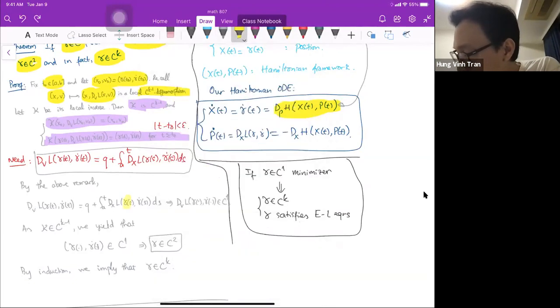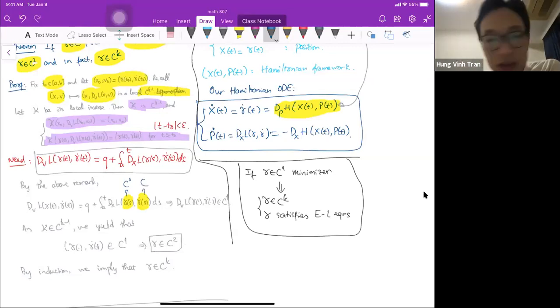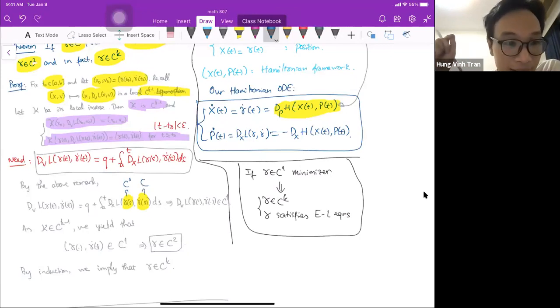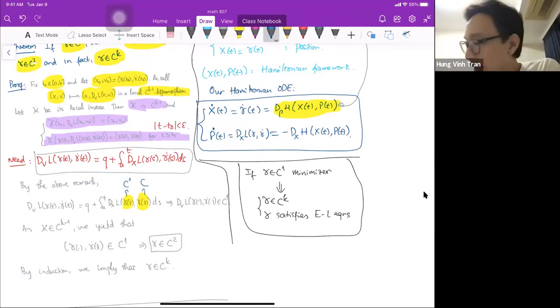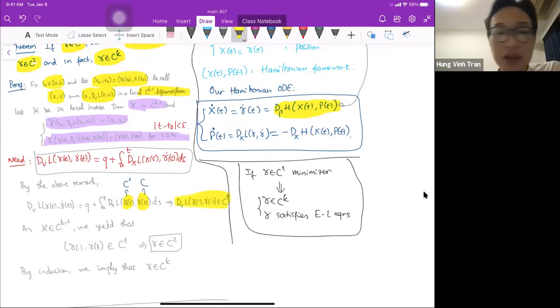So you have gamma as C1, gamma dot is continuous, right? So this is C1, this is a continuous function. So the whole integrand is a continuous function, right? And you're taking the integral from a to t, so you're smoothing it up. So basically from here you imply that D_vL of gamma dot is C1, because it's the antiderivative. It's an antiderivative of a continuous function, so it's C1.